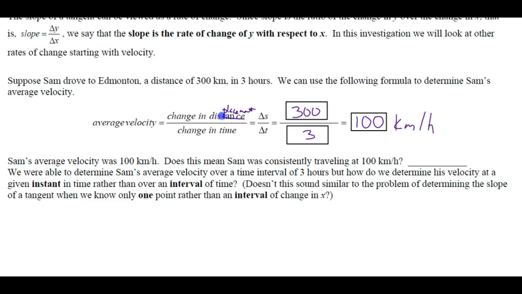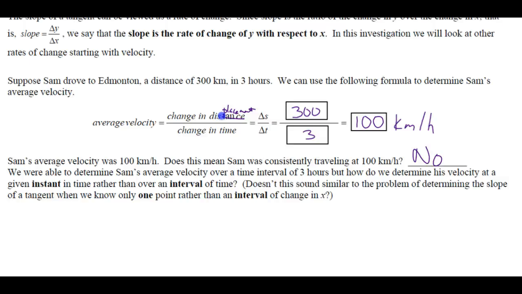Alright, I'll leave this up for a second. Sam's average velocity was 100 kilometers an hour. So does this mean Sam was consistently traveling at 100 kilometers an hour? Likely not. Possible, but likely no. Your instantaneous velocity, your velocity at any moment in time, is likely to change, but averaged over the time interval of 3 hours, we come up with the average velocity.